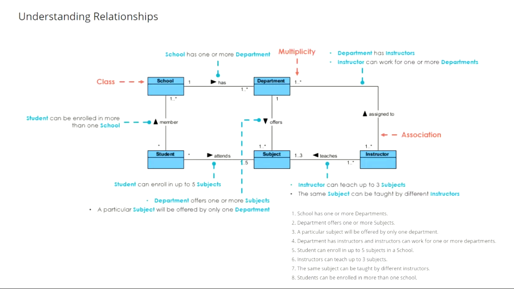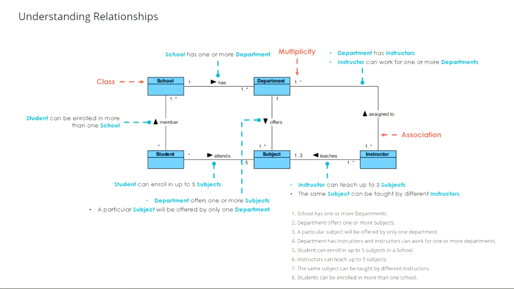Now if you want to read it in reverse, how will you read it? Department has only one school, or exactly one school. So can you read it like this or not? That is my question. Because you have shown that the relationship is in the right direction. Now, can you read it in the reverse direction or not? See, you can read it like this, no problem, but it doesn't make sense, right?